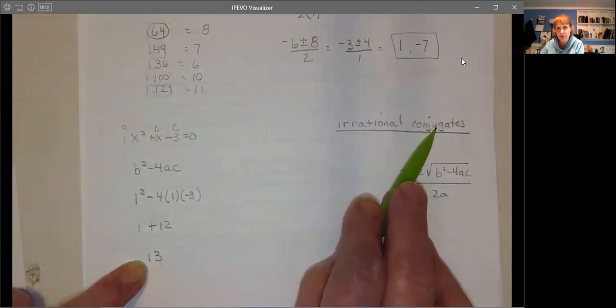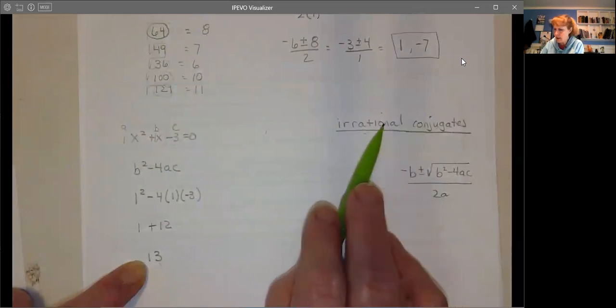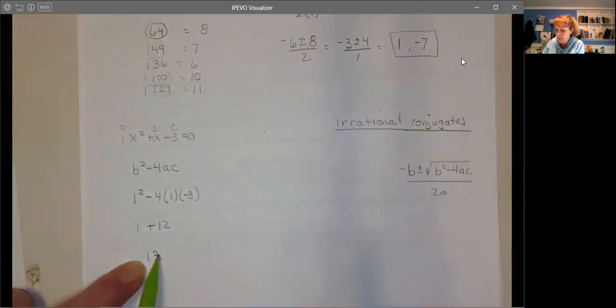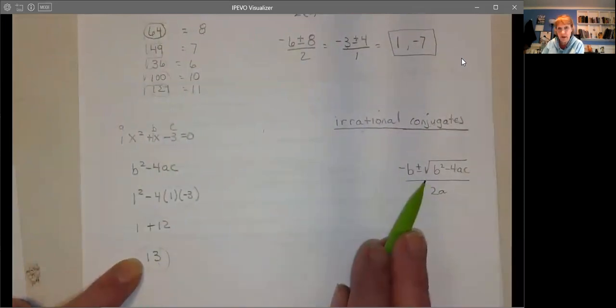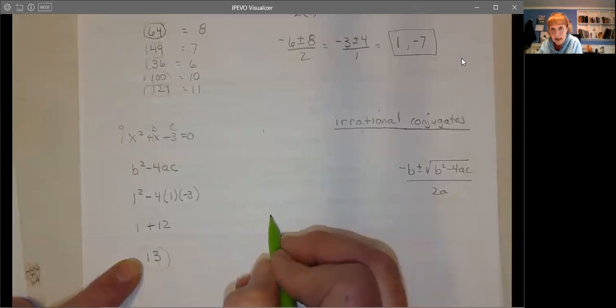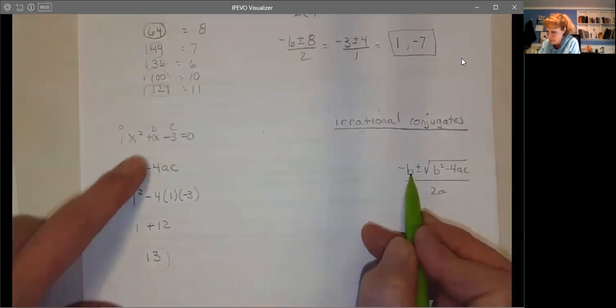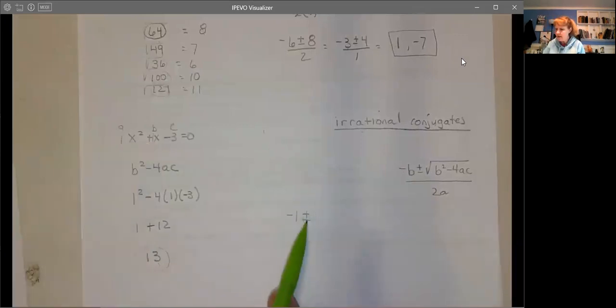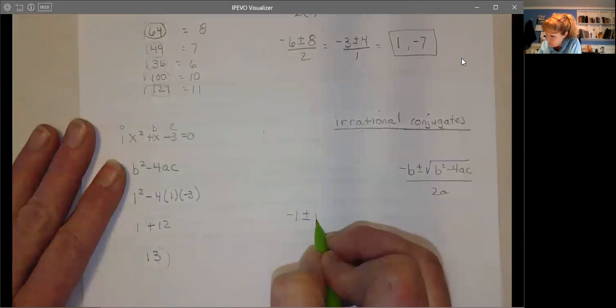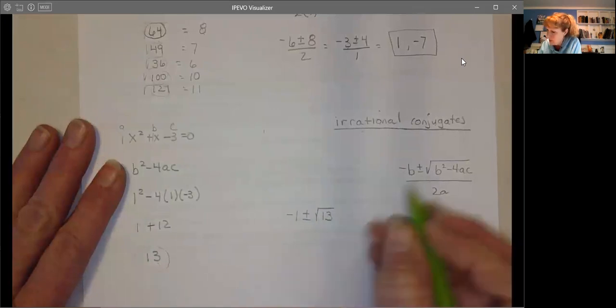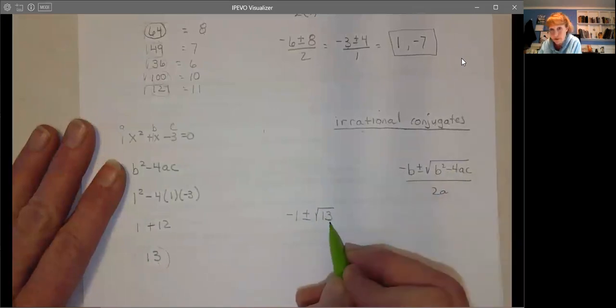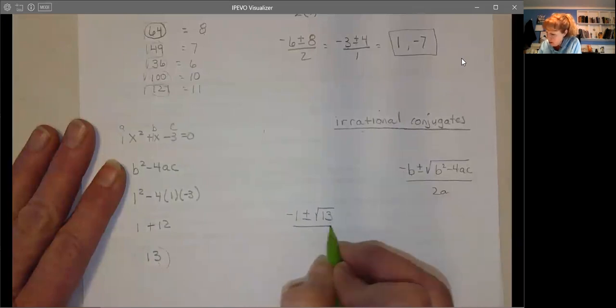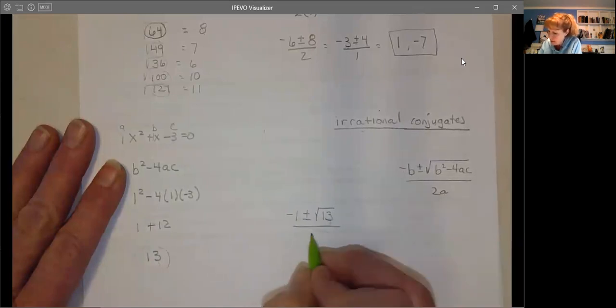Let's go through why they're irrational conjugates by using this in our quadratic formula. We'll take the opposite of b, so we get a negative 1, plus or minus. That's why it's conjugate. That's going to give us our conjugate here. Square root of 13, since I do know that b squared minus 4ac is 13, all over 2 times 1, which is 2.